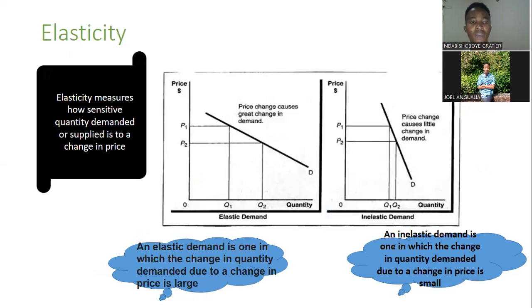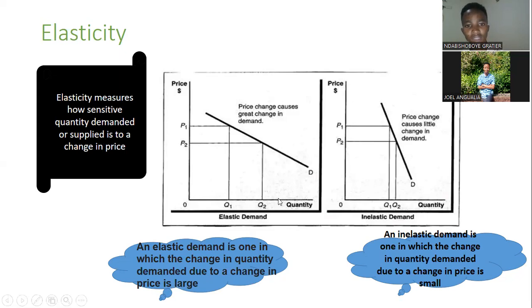So let's also look at the important aspect of elasticity. Elasticity is the measure of how sensitive quantity demanded or quantity supplied is to a change in the price. So we are looking at how quantity demanded or quantity supplied will be affected by a change in the price. And that's what we call elasticity.